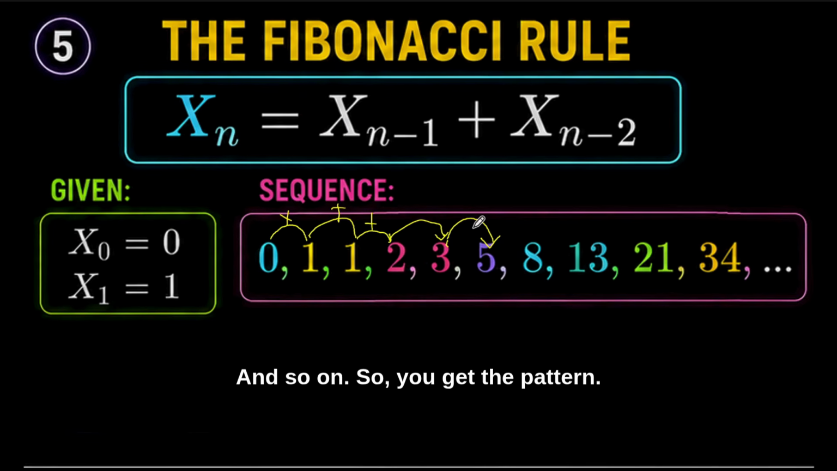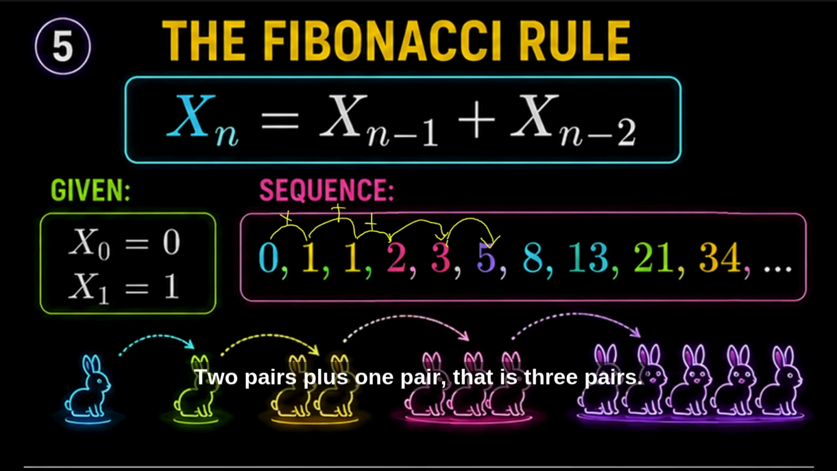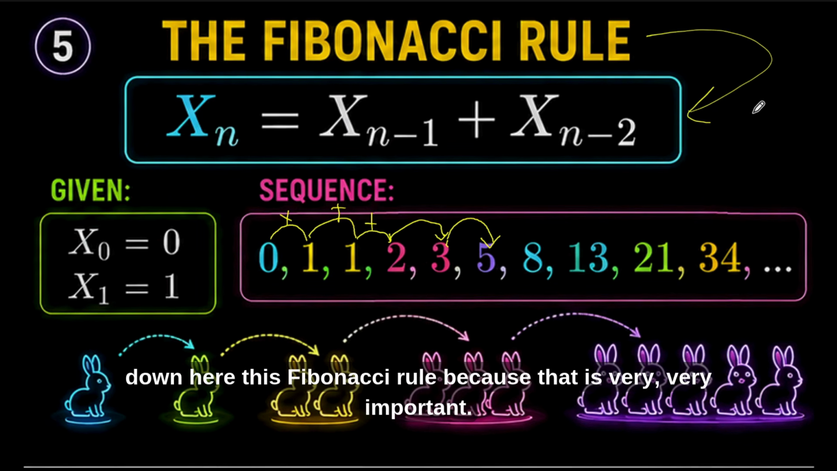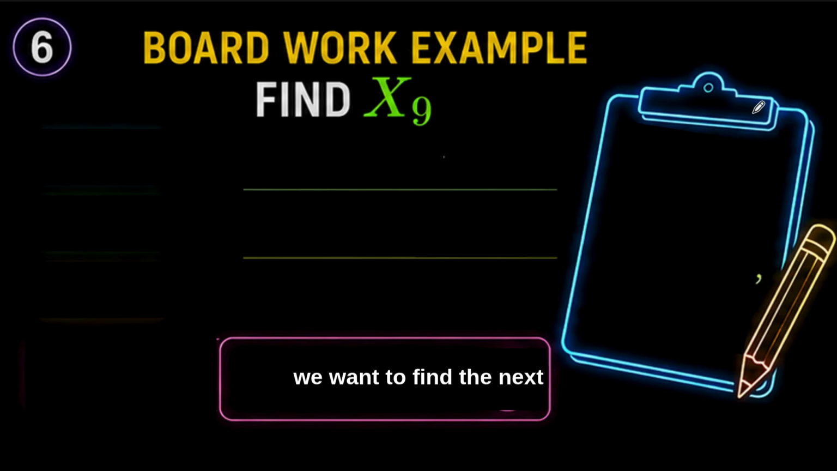So you get the pattern. It's just like in the rabbit story earlier. One pair of rabbits plus one pair of rabbits is two pairs of rabbits. Two pairs plus one pair, that is three pairs. Three pairs plus two pairs is five pairs. Okay, so that's an interesting observation from the Fibonacci rule. I want you to write down this Fibonacci rule because that is very, very important.